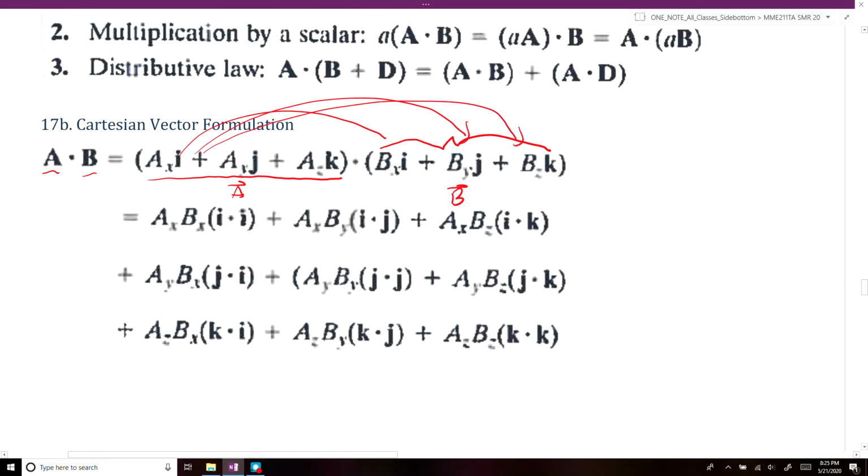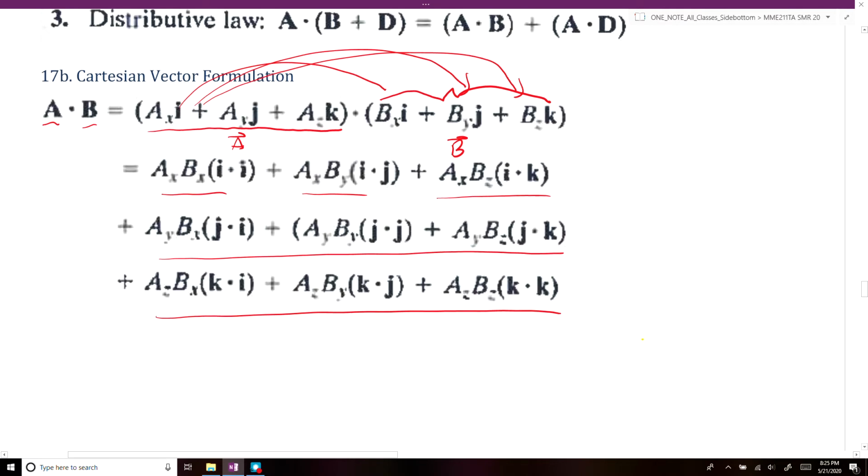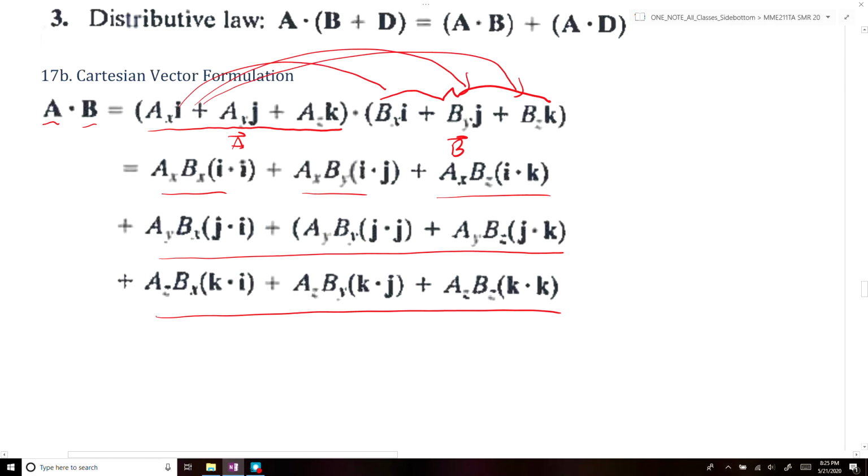We'll get 3 terms for all the products of Ax with Bx, By, and Bz, and we do the same thing for the second row with Ay, and then the third row with Az. If we do that, we get our scalar values, our Ax, our Bx's, etc., put out in front, and then we have the dot product of our unit vectors.